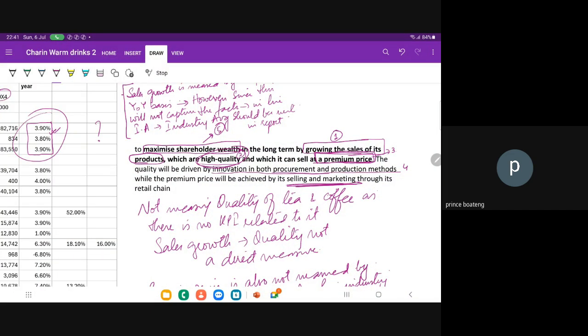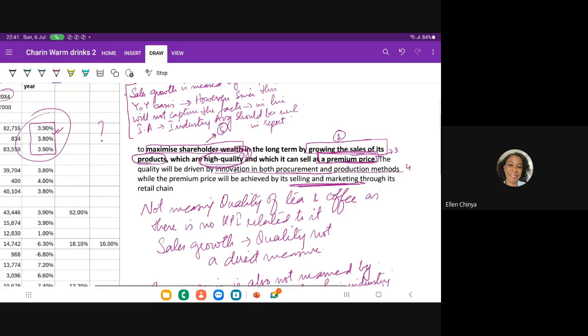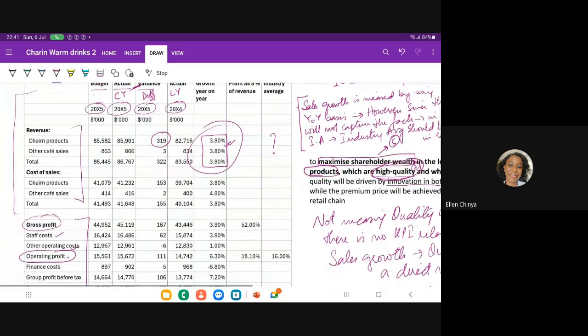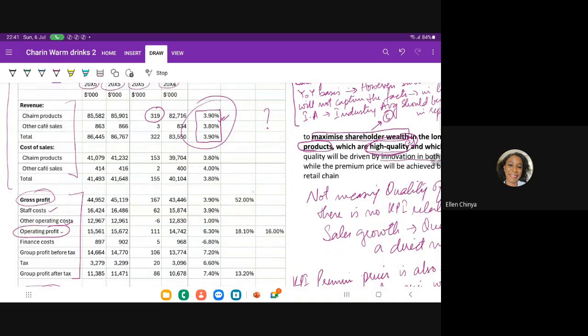Okay. The quality will be driven by innovation in both procure. Sorry, please, can I ask a question? Yes, sure. If we look at the growth of the gross profit, could it not also be an indicator that maybe some prices could be inflated if the growth is excessive?